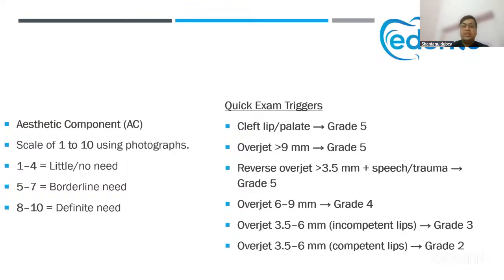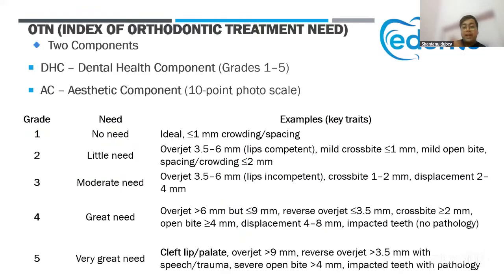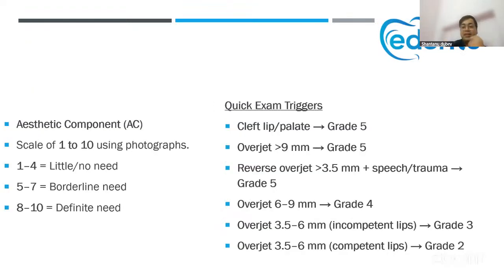and 8 to 10, 8, 9, 10, 3 again for definite need. So the first category has 4, then 3, then 3, right? Okay. So the quick exam triggers that you should remember is that if you find this in the question, you can always go for grade 5. Nothing to be worried about. So that is a gamble. If you see it, then you might go for it. You might take that gamble.